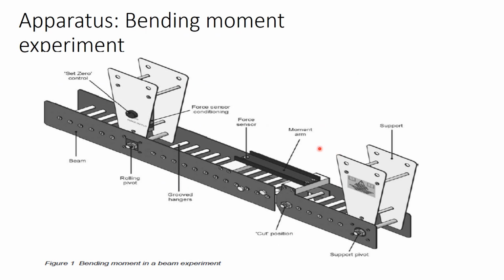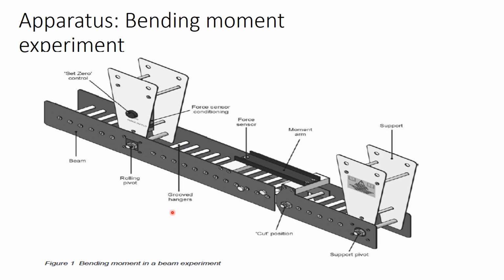This figure shows the components of our experimental setup, which is the bending moment experiment. You can see here there is a beam, and there are two supports. One is a rolling pivot, another one is a support pivot. You can also see a grooved hanger. This is an important section of the beam to apply the loads. We will hang the loads on these hanger spots.